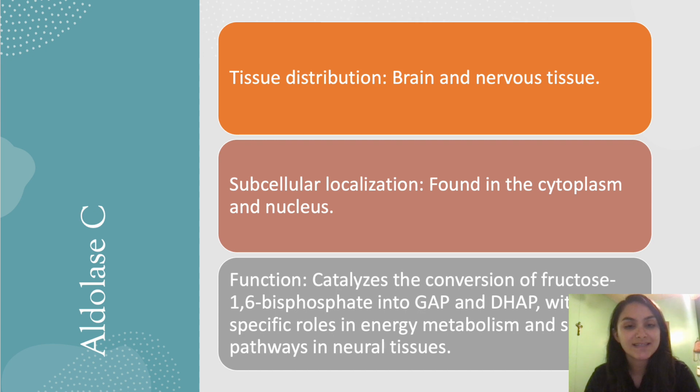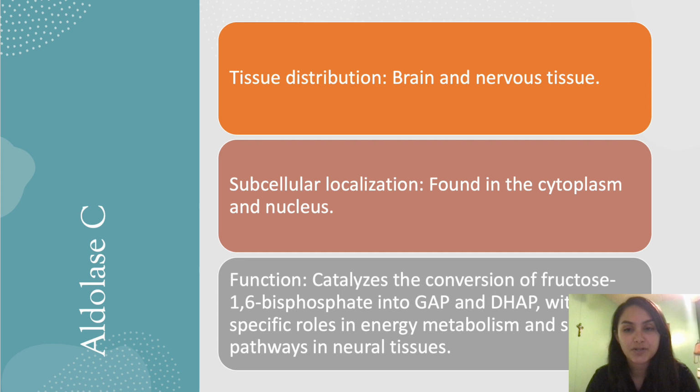Lastly, aldolase C is predominantly found in neural tissues, including the brain and spinal cord. Its subcellular localization is in the cytoplasm and nucleus. Although its precise function is not yet fully understood, it is believed to have essential roles in energy metabolism and glycolytic processes specific to neural tissues.